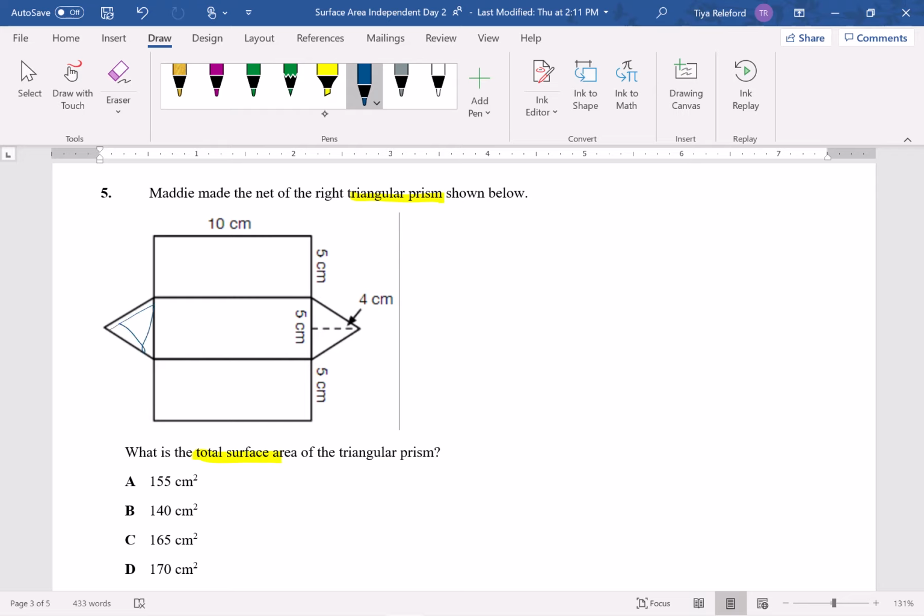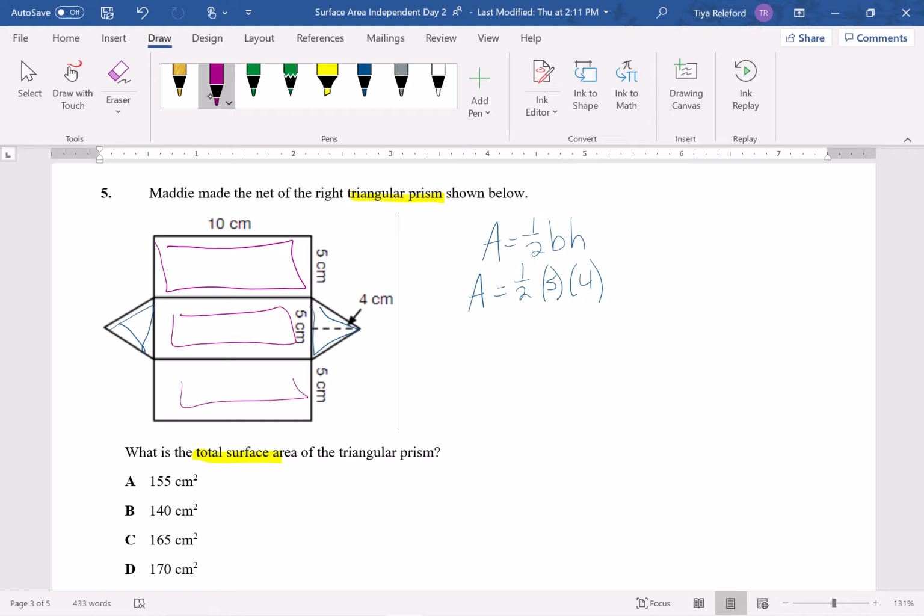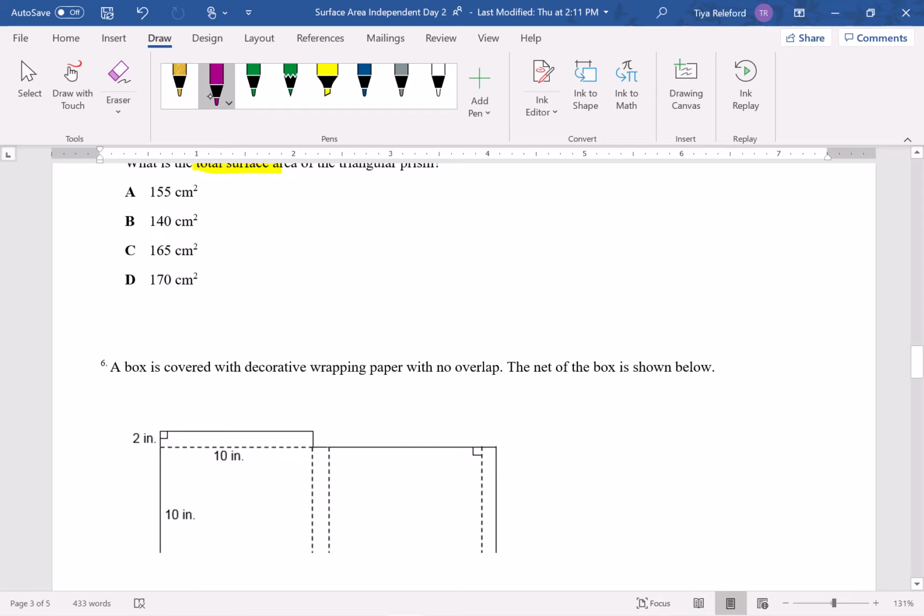You're going to find the area of these triangles. The base is 5 and the height is 4. And you're going to find area of these rectangles. And if you look, each rectangle is congruent. So this is actually a nice problem. You've got a triangle formula and a rectangle formula. Your base for that rectangle is 10 and your height is 5. Make sure that you add every rectangle up and both triangles.